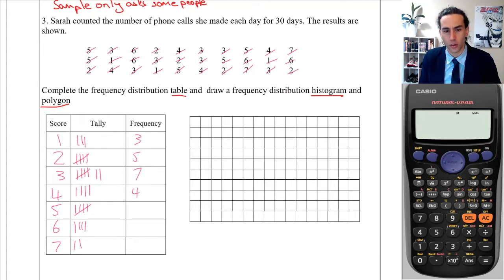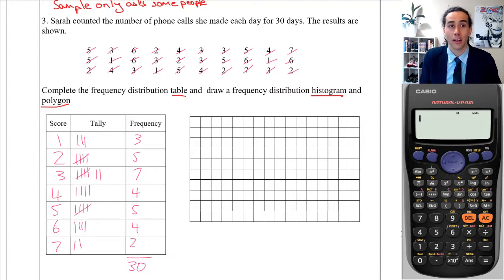The reason I didn't do this earlier was in case you miss things, because sometimes you do, and you just add an extra tally in. So total: 3 plus 5, 8, plus 7, 15, plus 4, 19, plus 5, 24, plus 4, 28, plus 2, 30. I do that just to check I've got them all right. 10 by 3 up the top, so 30 scores, we got 30. We got all of them.